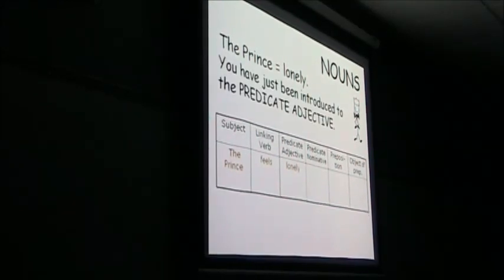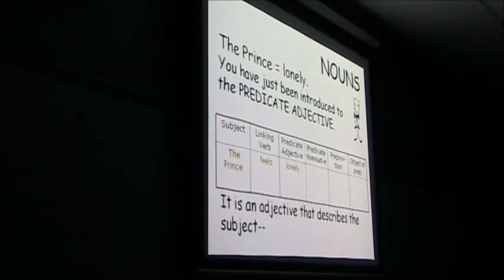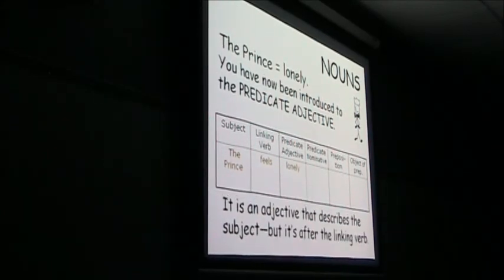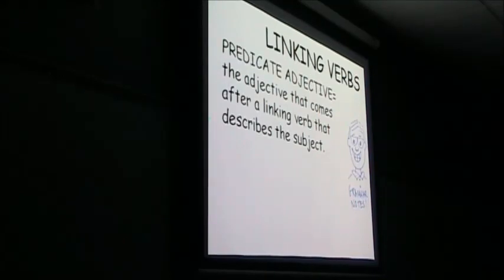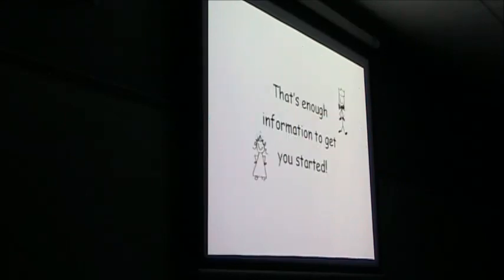So you've just been introduced to the predicate adjective. It's an adjective that describes the subject, but it's after the linking verb. It's the adjective that comes after the linking verb that describes the subject. That's enough.